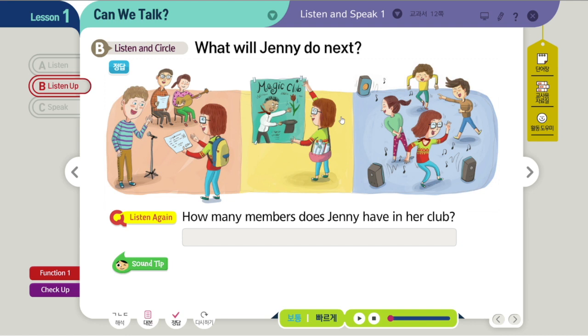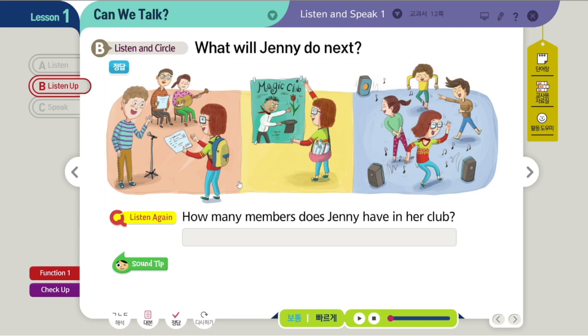Jenny asked, "What can I do to get more members?" Well, the first picture, Jenny is passing out flyers for her club. The second picture, Jenny is posting an ad on the school bulletin board. And the third picture, Jenny joined the dance club.